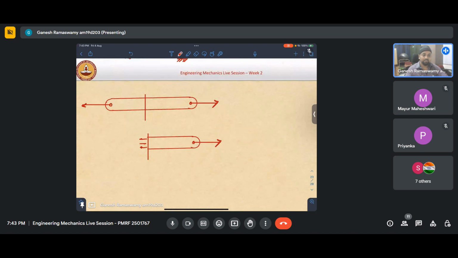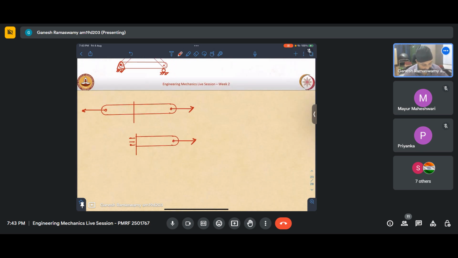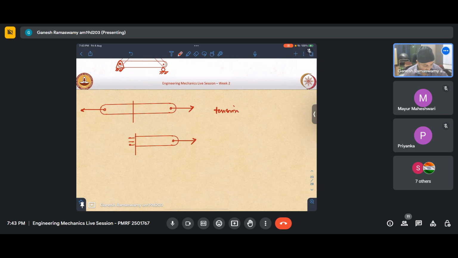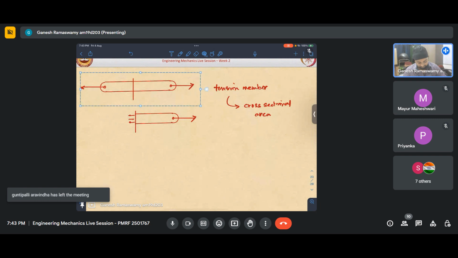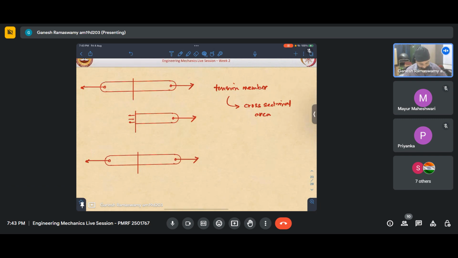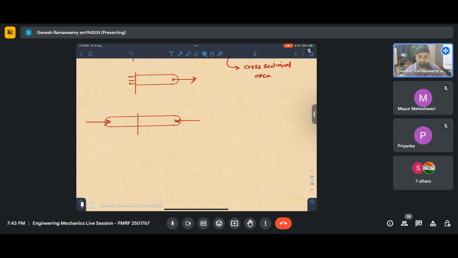The thing about tension is once you pull it, it does not depend on anything else except for the cross sectional area. Tension member only deals with cross-sectional area. But if I have a compression member, then this length also becomes a problem.